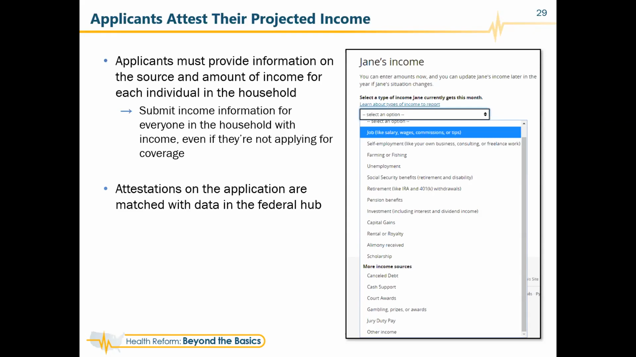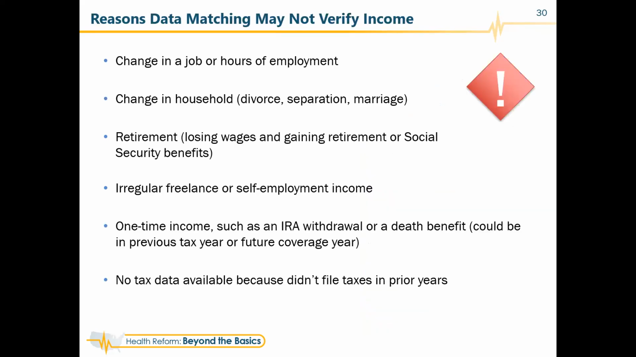This has changed over the years. But they list all the types of income that are most common, and then some less common ones. And then there's an other category for the very, very rare kinds of income. But you can see how specific the question gets about the type of income. And that's because attestations on the application are matched with data in the federal hub, as Shelby said. So it's important to be very specific about the kind of income you have and the amount of it. There are a lot of reasons that the data matching process might not verify the income that you attest to on your application.